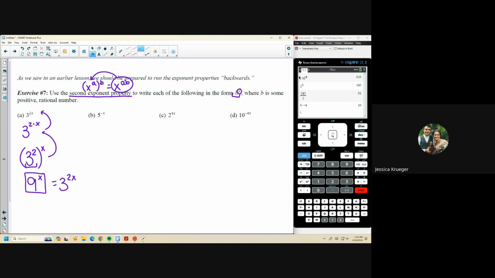Let's take a look at part B. If I think about what I'm multiplying in my exponent, I've got 5 to the -1 times x. So now I want to rewrite this as 5 to some power to the x power. Well, that would be 5 to the -1. And 5 to the -1 means I'm really doing 1 over 5 to the first to the x power. So that's really 1 over 5 to the x.